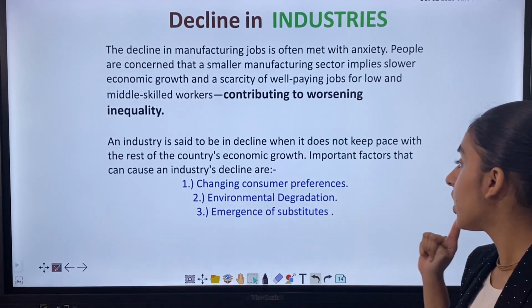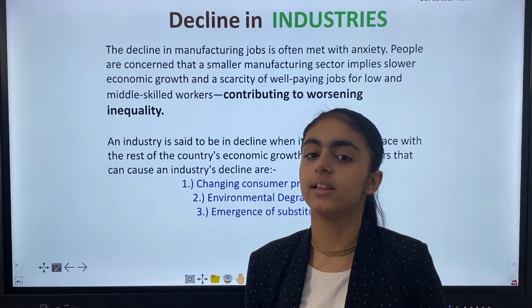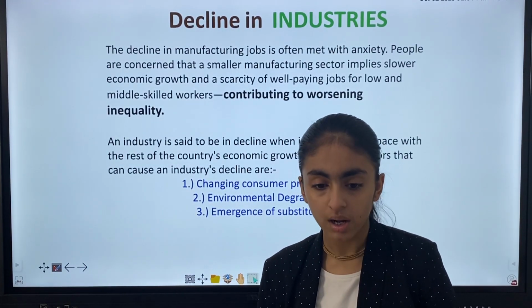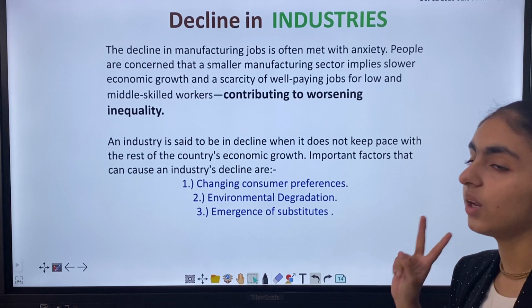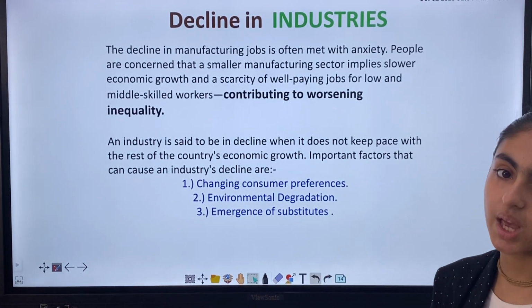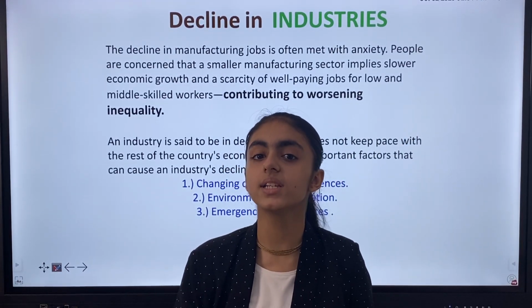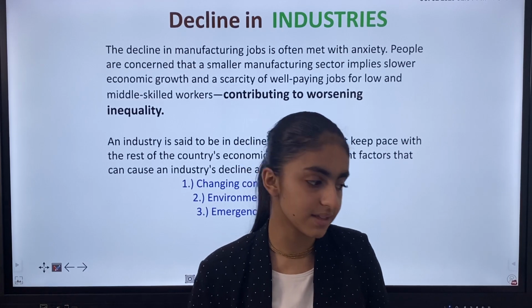First, change in consumer preferences, when consumers keep changing their preferences and the industry is not able to keep up. Second, environmental degradation, which we have learned earlier. Third is the emergence of substitutes. Here the substitute refers to technology. With the increase in technology, industry level has decreased.